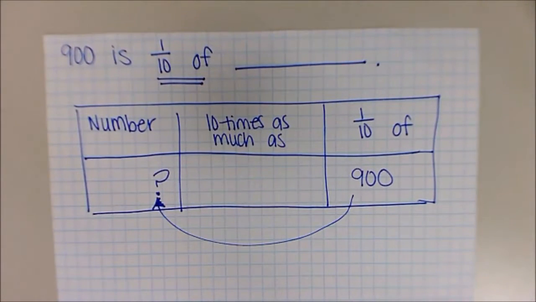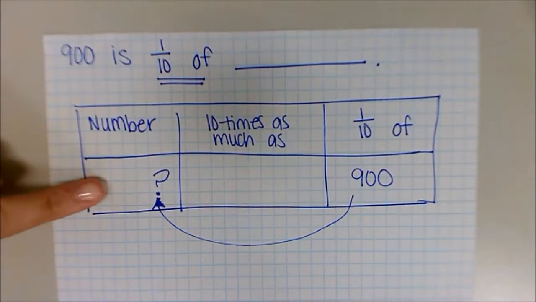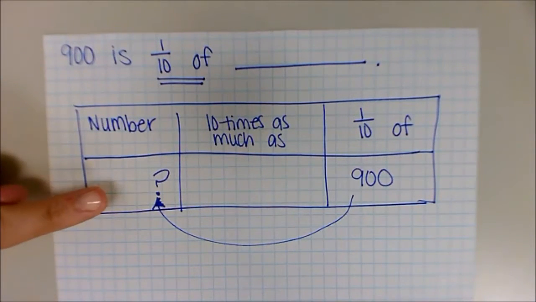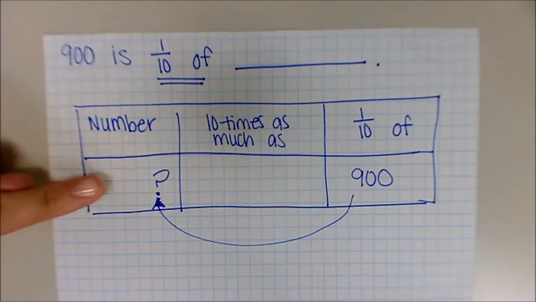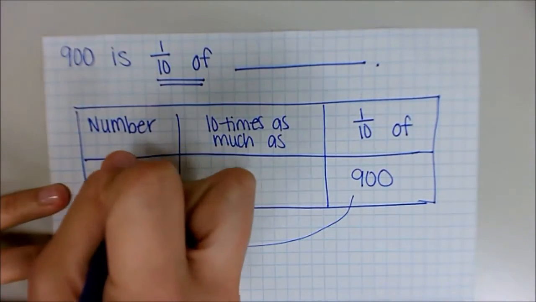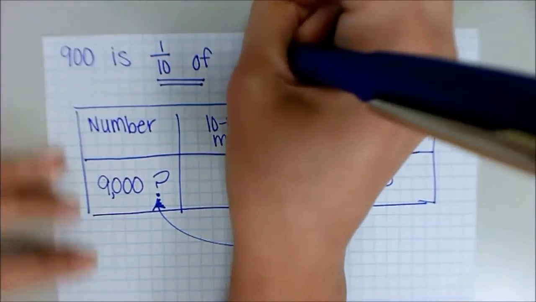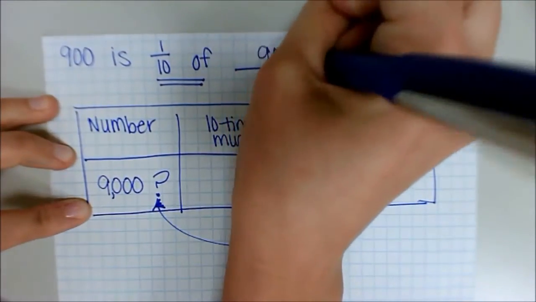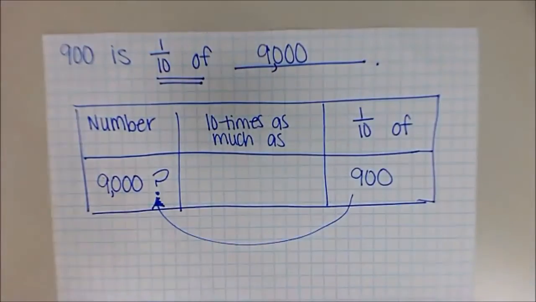So when I hear the phrase 1/10 of, that is telling me that I need to take away a place value from the original number. That would be in this column. Well, the opposite of taking away a place value is adding a place value. So I'm going to add a place value onto the 900 to make it 9,000. And 9,000 is the number that 900 came from.